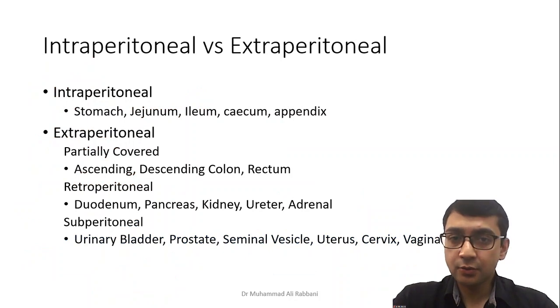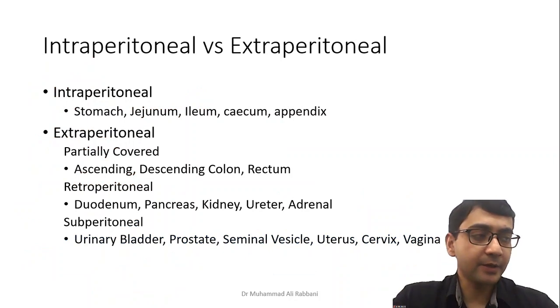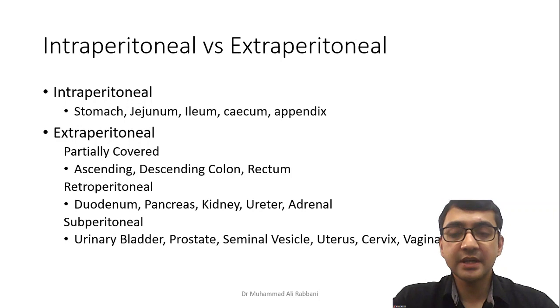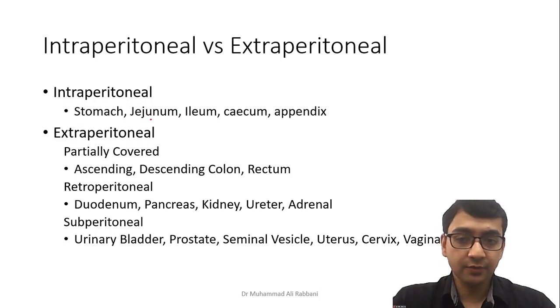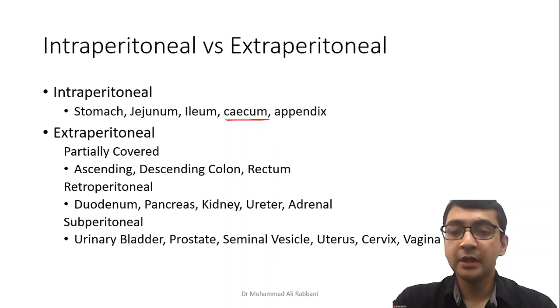It is always good to know the organs that are intraperitoneal and extraperitoneal. The organs that are intraperitoneal are the stomach, most of the small intestine, that is jejunum and ileum, with the exception of duodenum, cecum and appendix. A very interesting thing about the cecum is that it is an intraperitoneal organ, but it does not have a mesentery. We will see that inshallah when we see the mesentery.